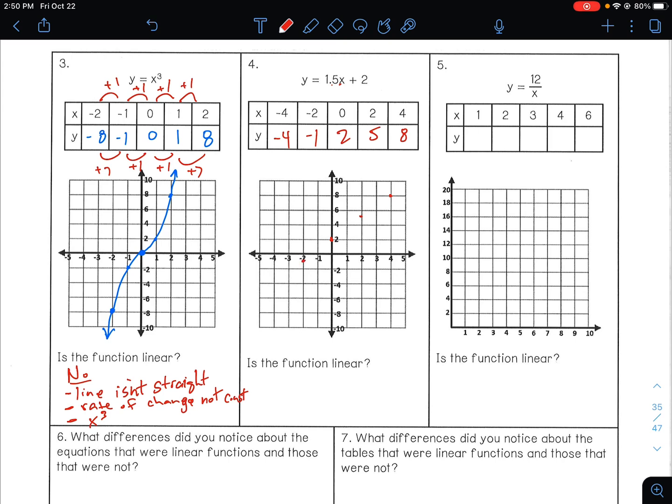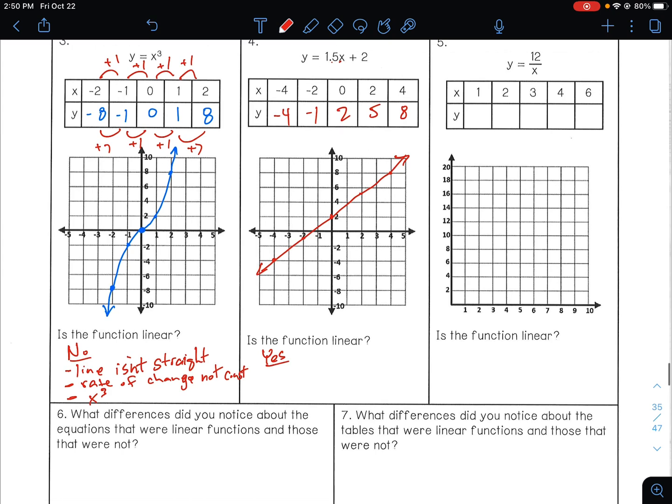Which is right there. And when x is negative 4, y is negative 4. So is it a straight line? Yeah, it kind of looks like it is a straight line. Is it a function? Is the function linear? Yes. Why is it linear? Straight line.